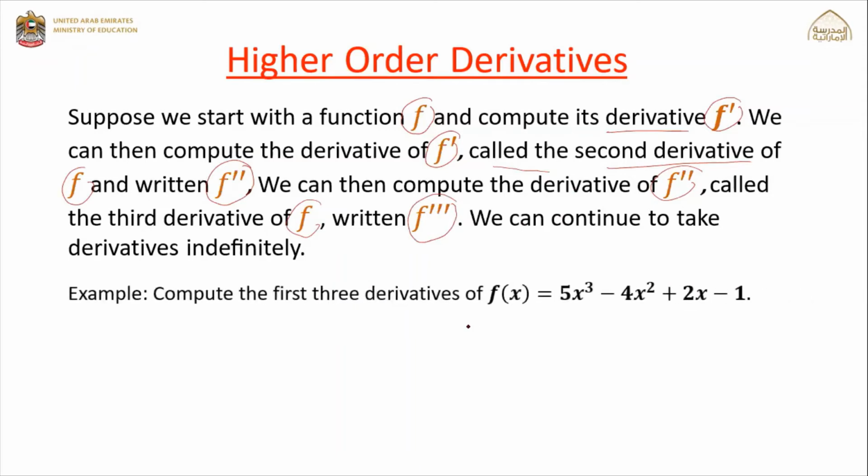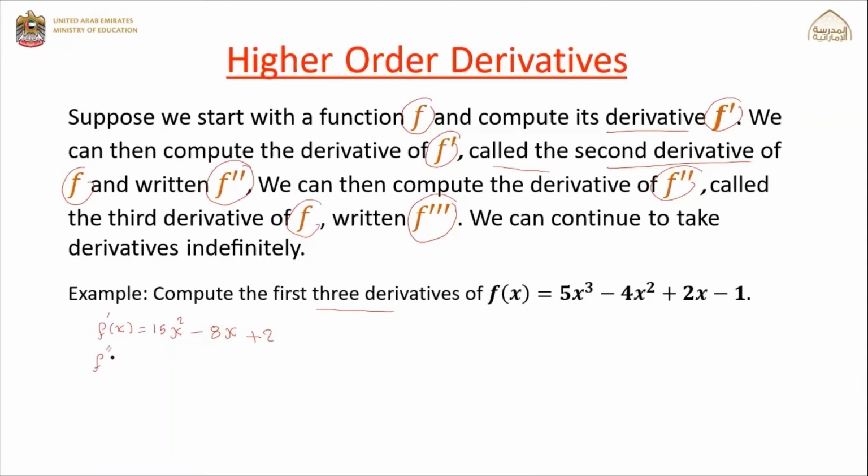Now we have a question here. Example: compute the first 3 derivatives of f of x. So I will start from f prime of x. F prime of x equals the derivative of 5x cubed, which is 15x to the power 2, because 3 times 5 is 15, and 3 minus 1 as a power is 2. Minus 4x squared, 2 times 4 is 8, x to the power 1. 2x, the derivative is 2, and the minus 1 derivative is 0 because it's a constant.